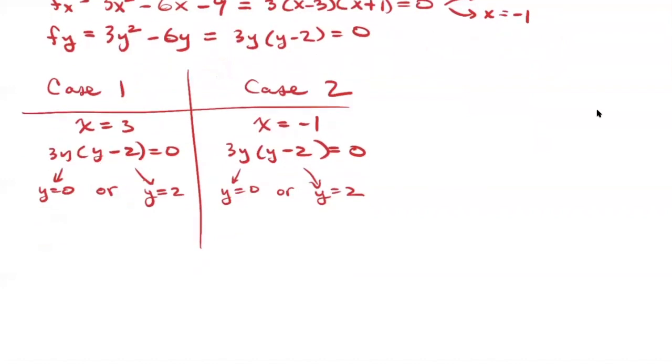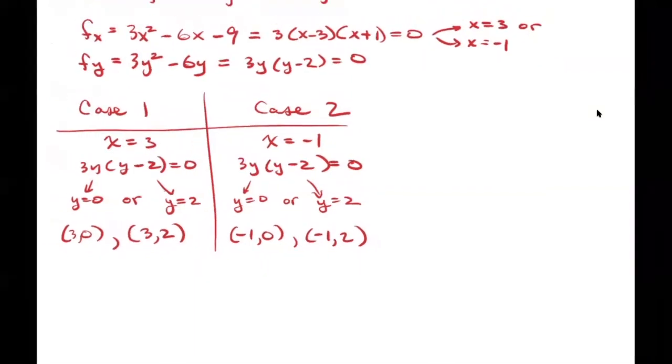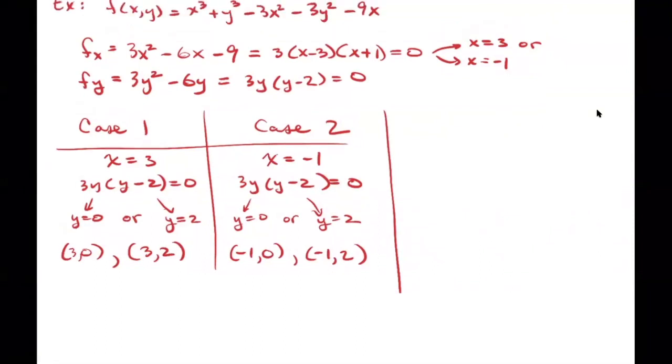So you get a whole bunch of solution points. You get (3, 0), (3, 2), (negative 1, 0), and (negative 1, 2). So see, there's 4 solutions this time. Any questions? And this is a drag because you have to do all these partial derivatives and you have to run the test on all 4 points. So I'm going to come over here and do the second partials now for the second partials test.